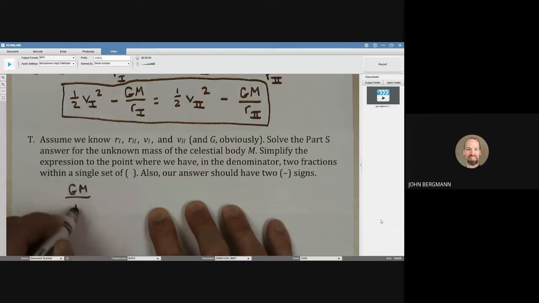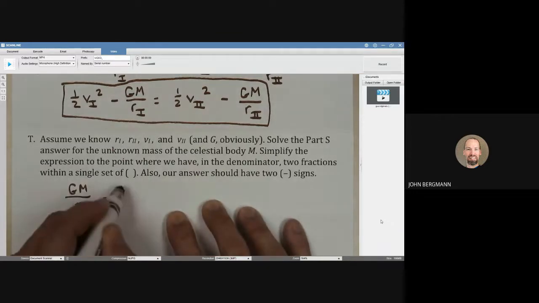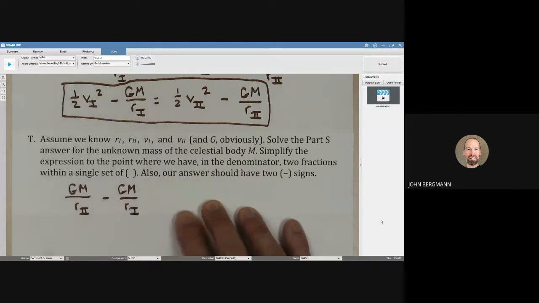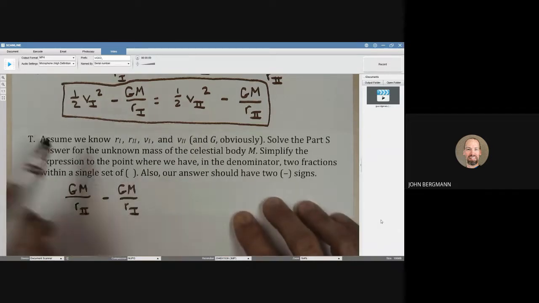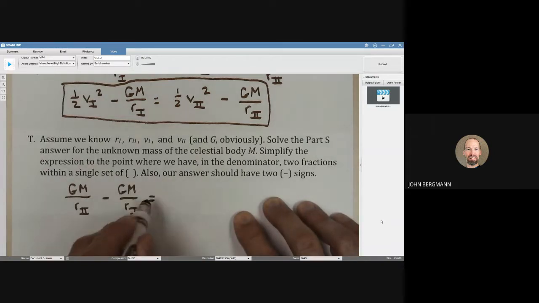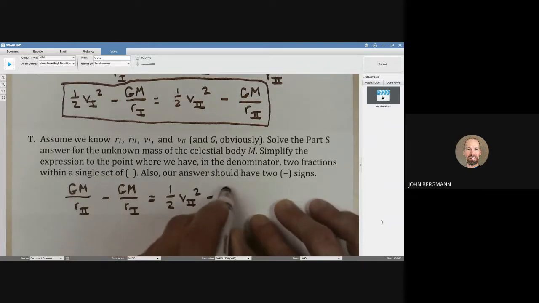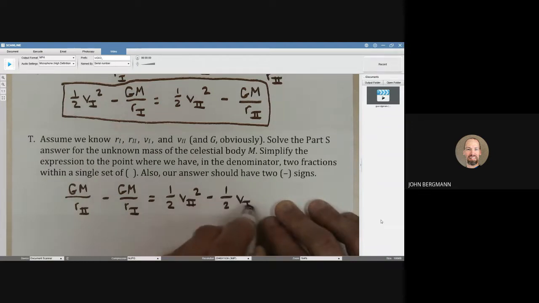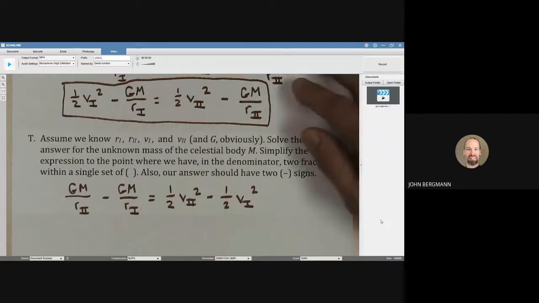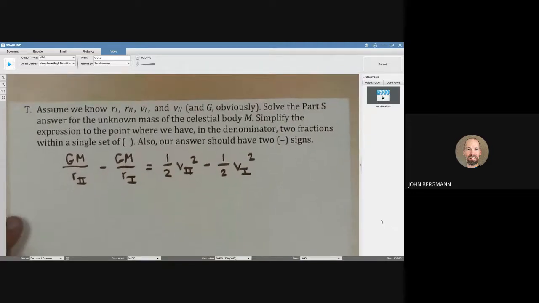GM over r2 shows up positive there. I'm going to leave the other potential energy term on the left, like that. And now I'm going to move this kinetic energy at point 1 over to the other side. So on the right side, we're going to have 1/2 v2 squared minus 1/2 v1 squared. And now let's go ahead and solve this for m.